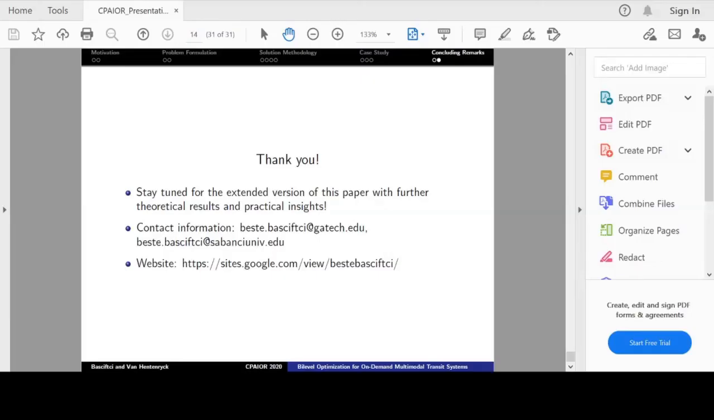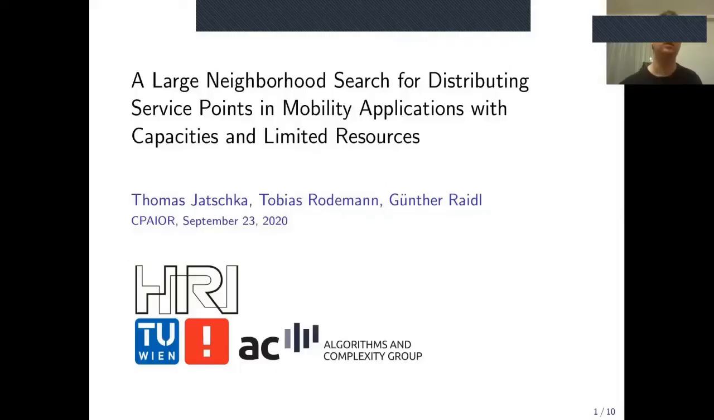Okay, thank you. I think we can move to the last presentation in this session. Then there will be some time for questions and answers. So the last talk is a short one. It's titled "The Large Neighborhood Search for Distributing Service Points in Mobility Application with Capacities and Limited Resources." It's by Thomas Jatschka, Tobias Rodemann, and Günther Raidl.